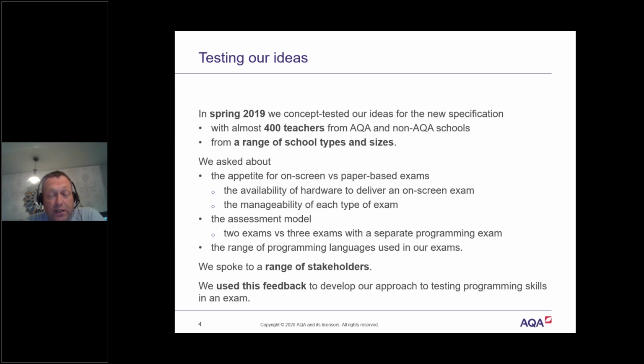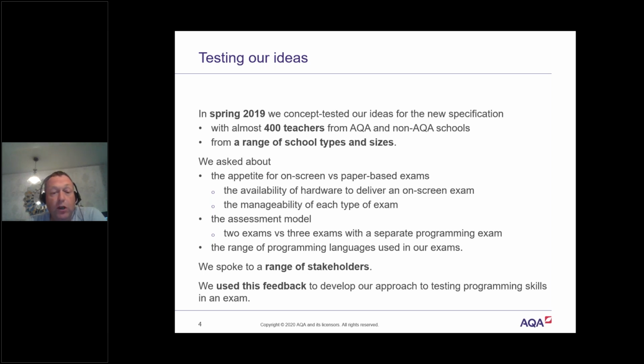We also spoke to a range of stakeholders. We spoke to CAS, people in CAS. We also have strong links with a lot of PGCE providers, so we spoke to the PGCE providers and former teachers who were coming through the process. And really what we did, we took all of those ideas and condensed them down to develop our approach to the testing of programming skills in an exam.